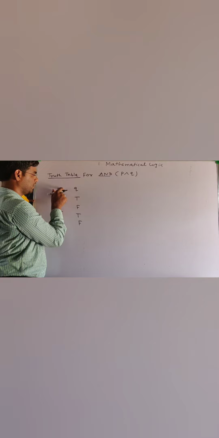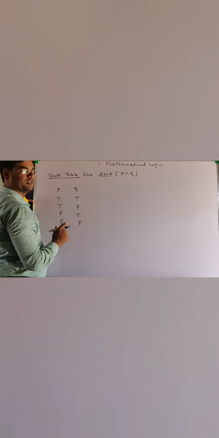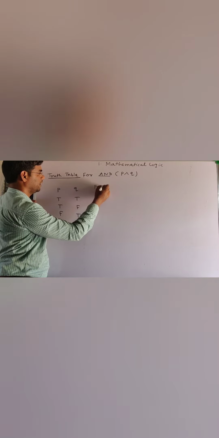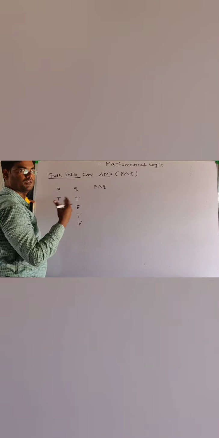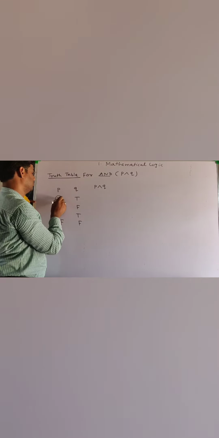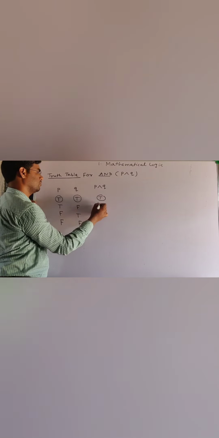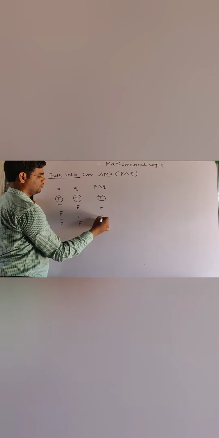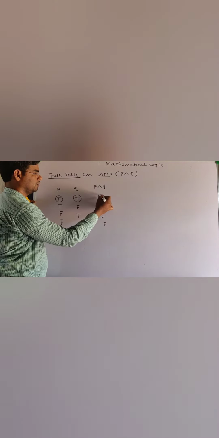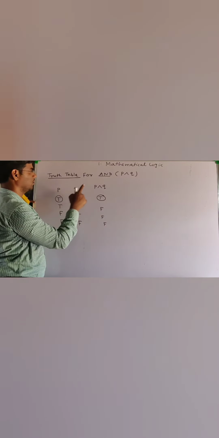Here we have two symbol statements, P and Q. If these statements are connected by the word "and", P and Q, it means both the sentences are inclusive. So if both the statements are true, then only the resultant statement is true. Otherwise, the truth value of the compound statement is false.